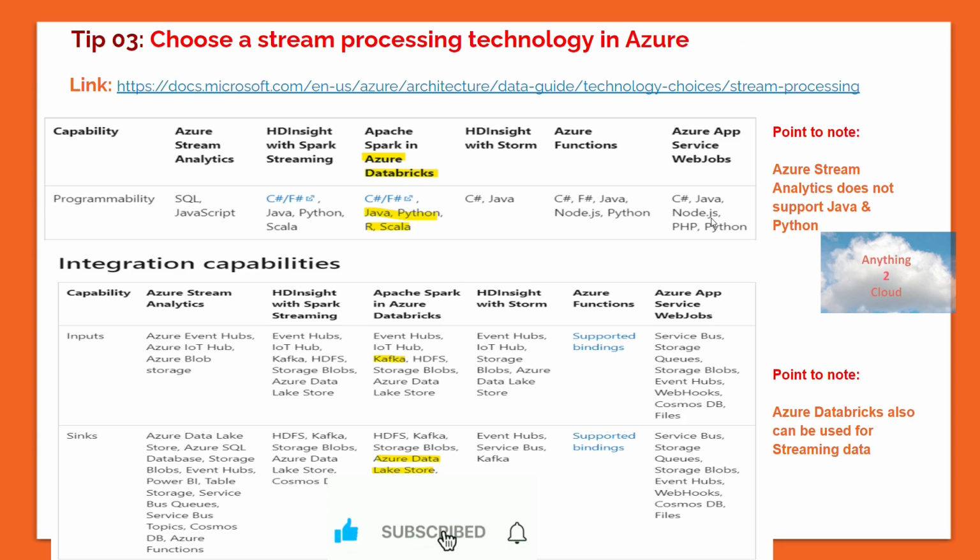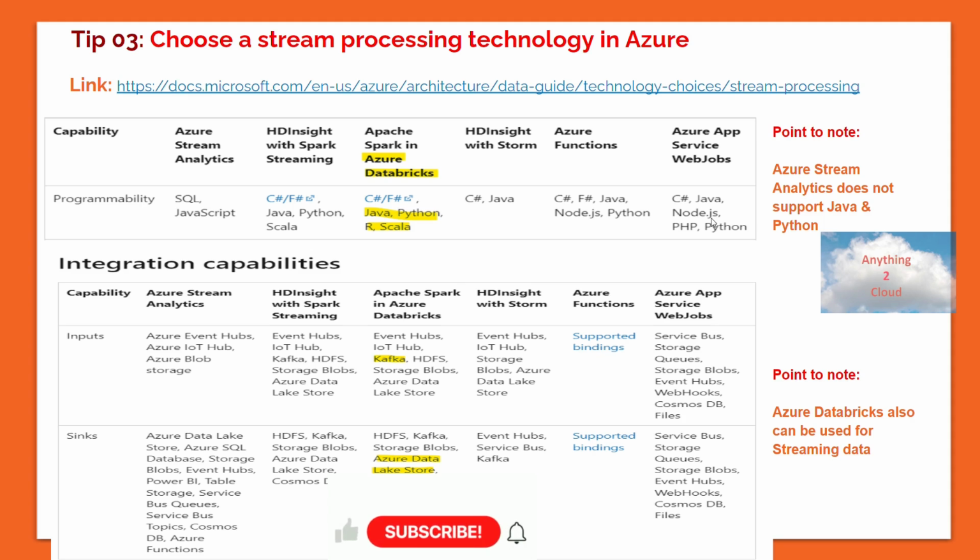The next step is on the streaming processing technology in Azure. This screenshot gives you a list of streaming technologies we can use in Azure. For streaming data, you can use Azure Stream Analytics, or HD Insight with Spark Streaming, or Apache Spark in Azure Databricks, HD Insight with Storm, Azure Functions, Azure App Service Web Logs. One thing we note here is even Azure Databricks can be used for streaming.